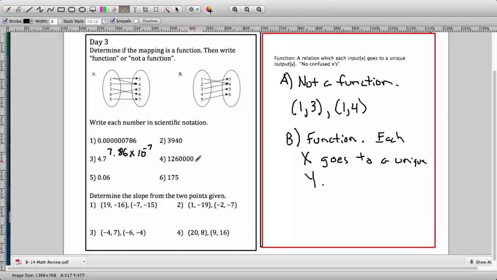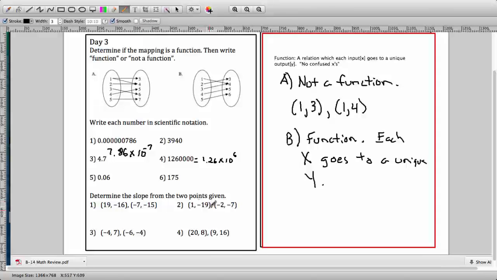Contrast that to number 4. The decimal is currently here. 1, 2, 3, 4, 5, 6. This is equal to 1.26 times 10. And we moved the decimal 6 places to the left, so it's a positive 6. 1.26 times 10 to the 6th, 7.86 times 10 to the negative 7th.